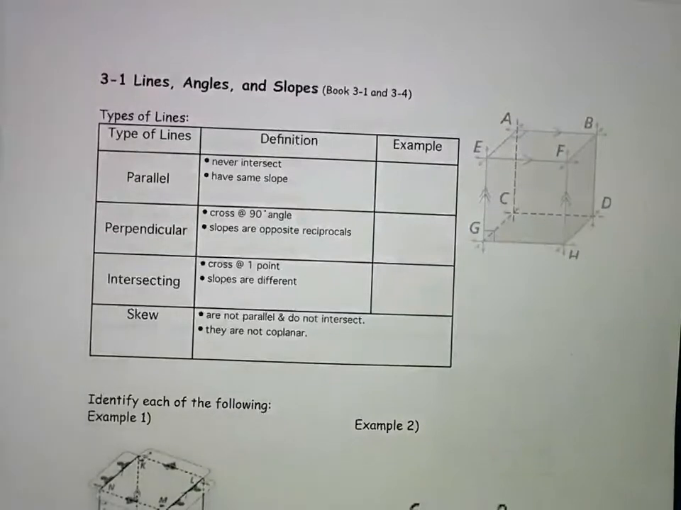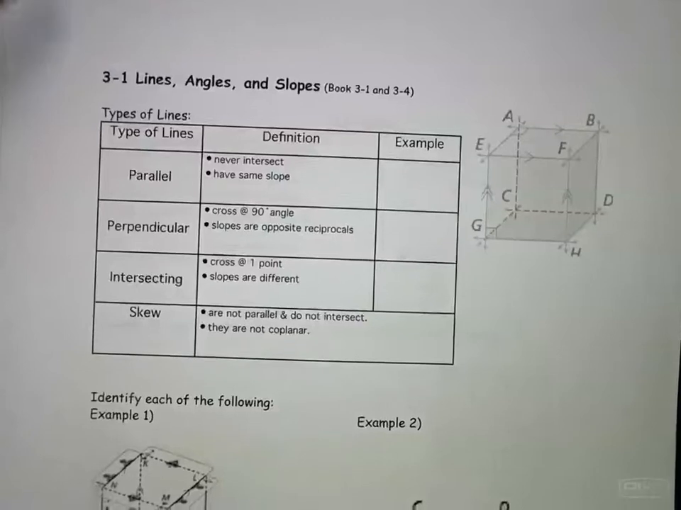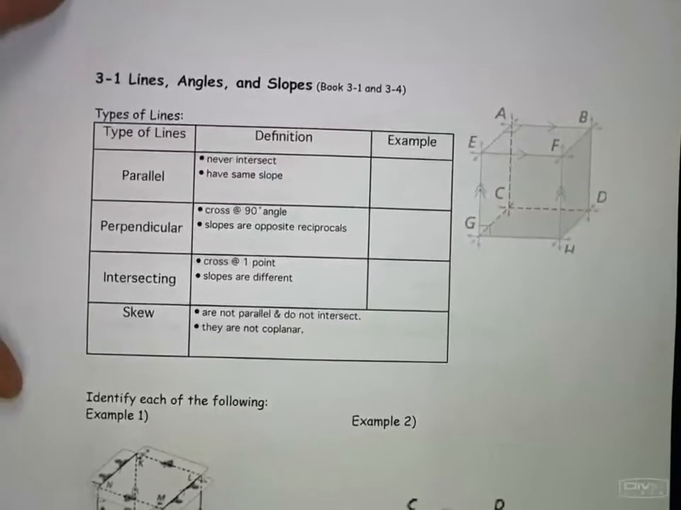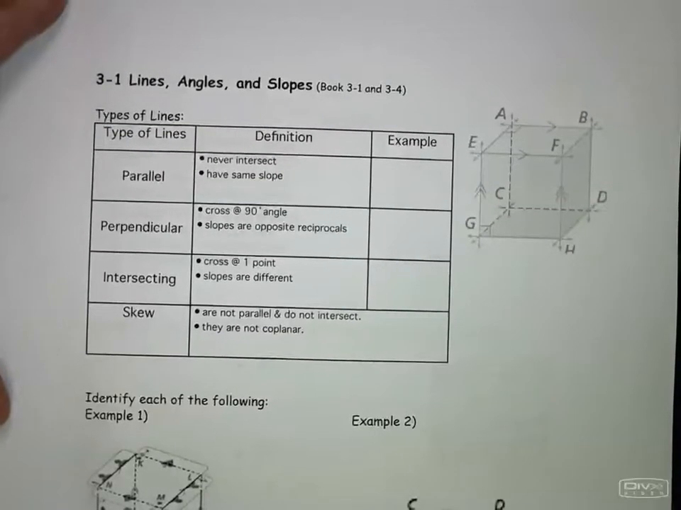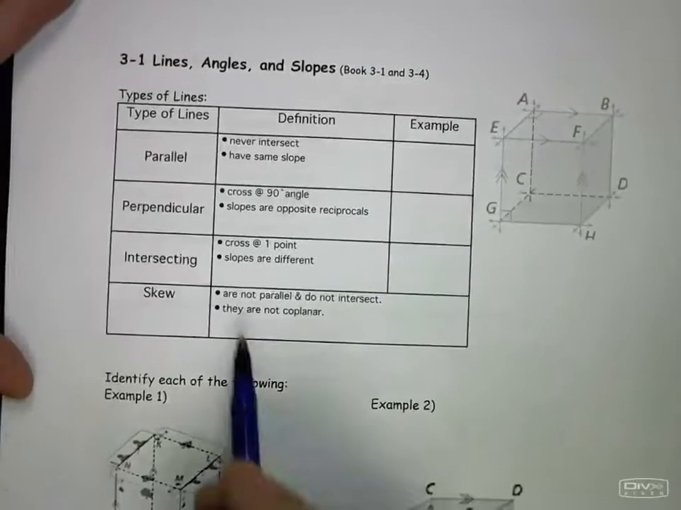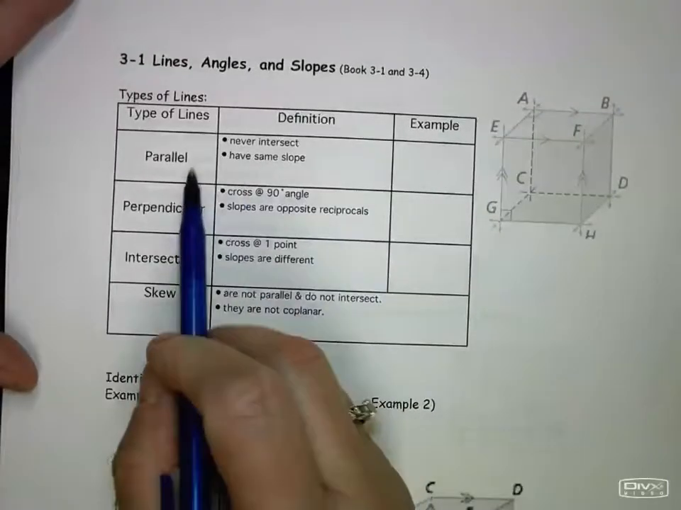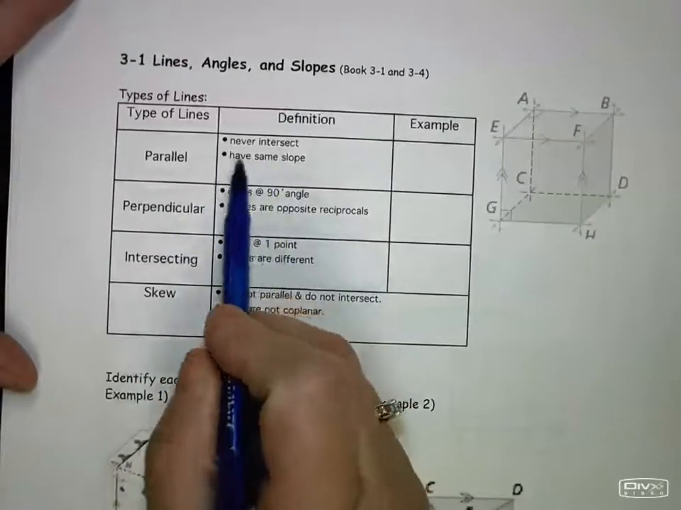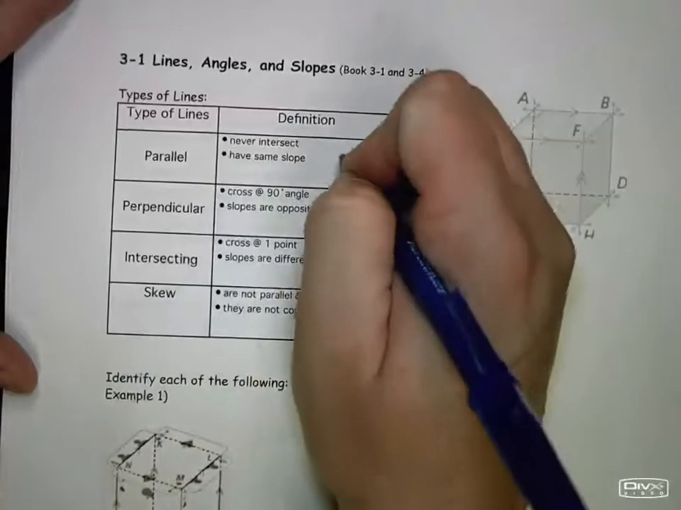Chapter 3, Section 1 is about lines, angles, and slopes. And we start with definitions of 4 different types of lines. Parallel lines never intersect and have the same slope.